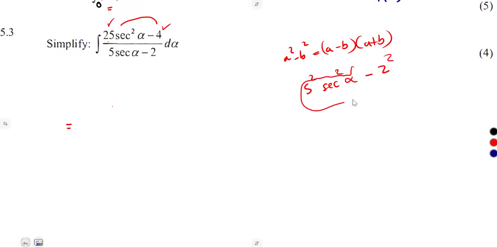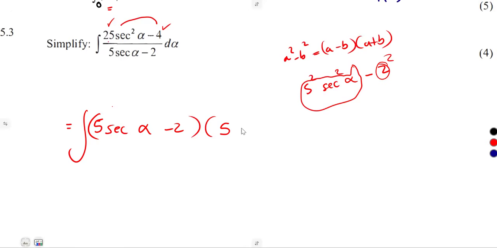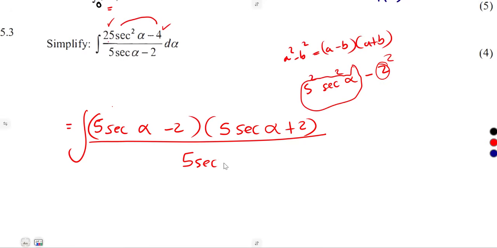So as you can see, guys, it's a difference of two squares. So you're going to have 5 sec of alpha minus 2. The other bracket, it adds these two. We're going to add 5 sec of alpha plus what? Plus 2. Everything over our denominator, which is in its simplest form. There's nothing that I'm going to do on this one. So that is it with respect to alpha. The brackets here are the same. Let's cancel these. So we are left with this part.